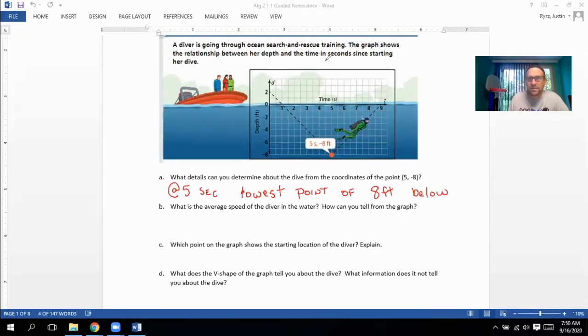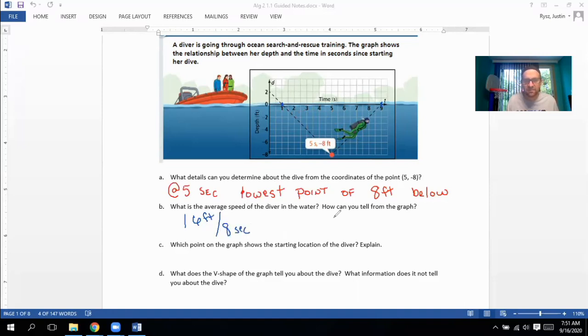Okay, what is the average speed of the diver in the water? So let's look at the water. From right here, she's in the water. So 1 second to 9 seconds, she's in the water. So we're just looking at that time there. Now, one thing, if you guys remember, speed is distance over time. So let's look at the distance here. The distance she travels, she goes down 8 feet and then back up 8 feet. So that is a total of 16 feet over the course of from 1 second to 9 seconds, 8 seconds.